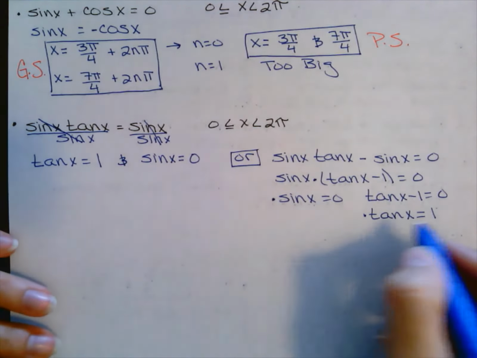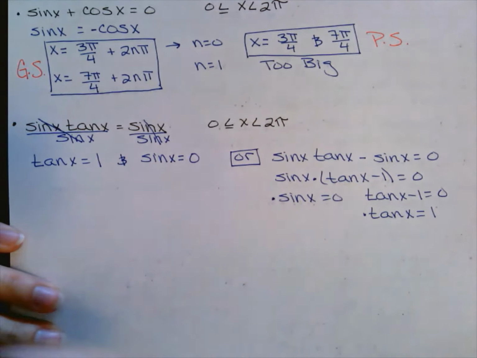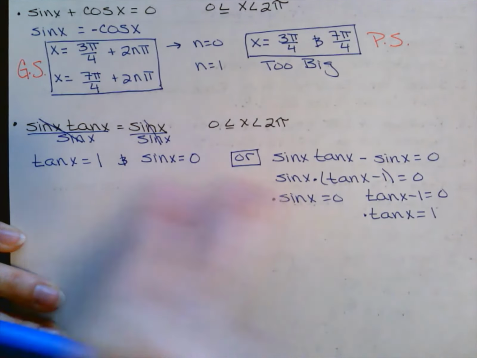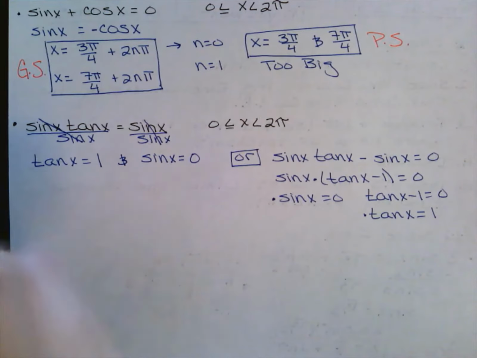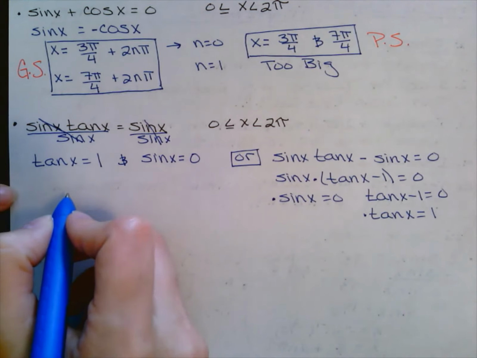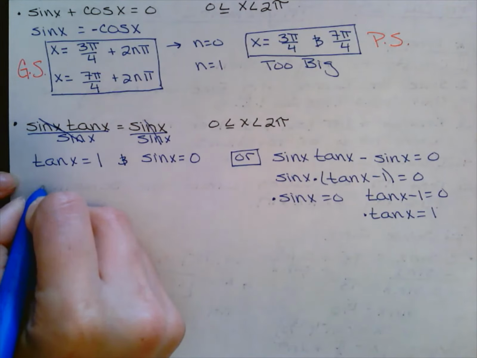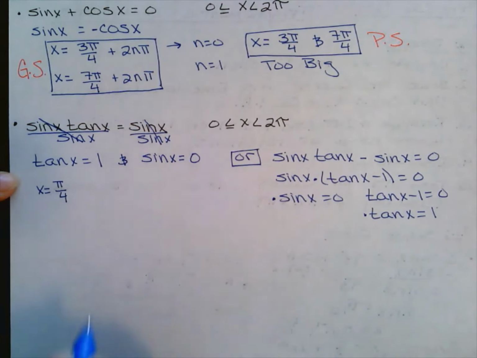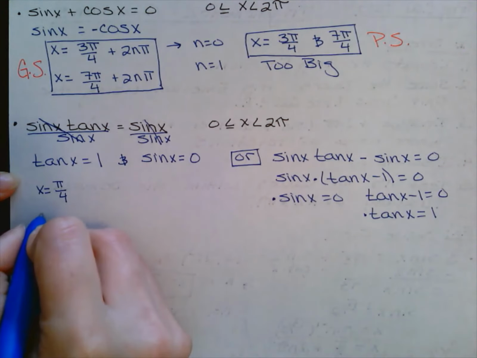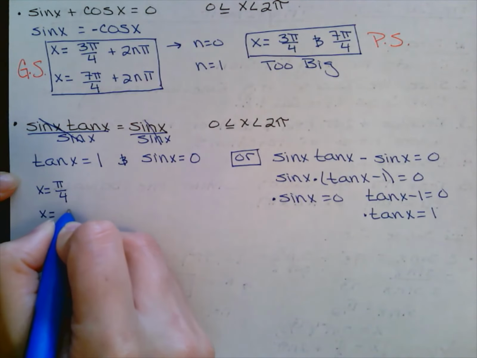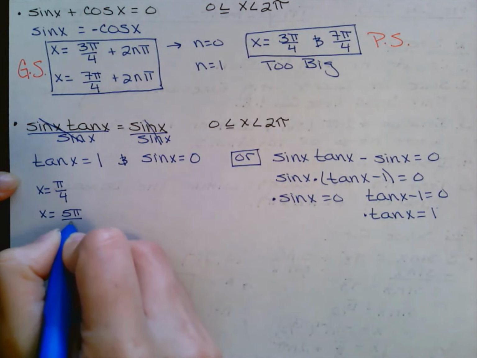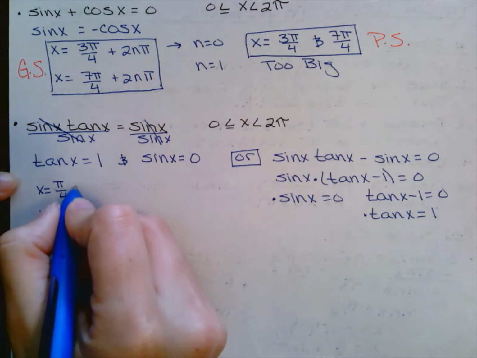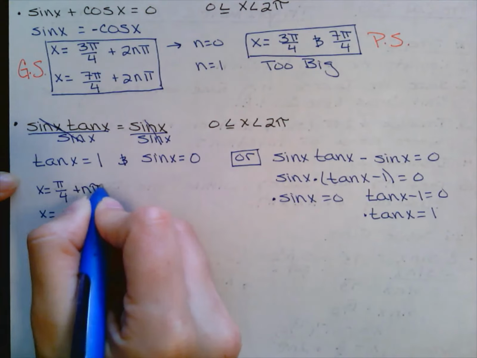Okay, so either way that you did it, now we just finished solving both, whether you're here or whether you're here. So now that I have the trig function isolated is when I'm going to use my inverse operations. Okay, tangent equals 1 when x equals pi over 4 in quadrant 1, and also 5 pi over 4 in quadrant 3. With tangents, we have to add n pi.